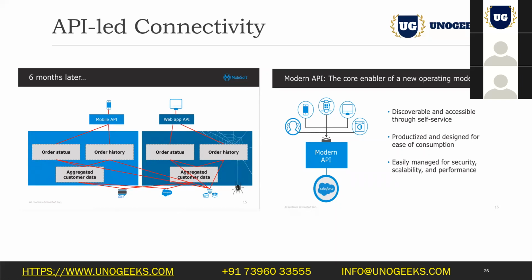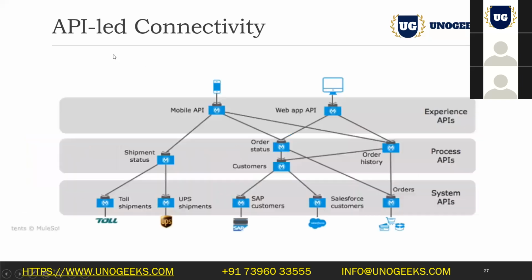That is why a new approach came into the picture, which is the API-led approach, or API-led connectivity, where we define our resources in three ways. One is the system API, the other is the process API, and the third is the experience API. As the name suggests, the experience API is what we as users experience. So this is a web app and this is a mobile app.